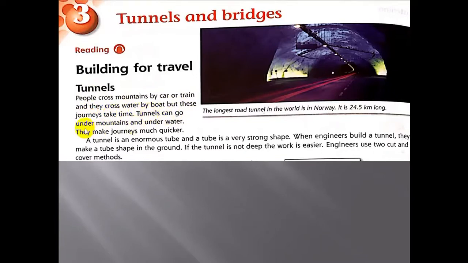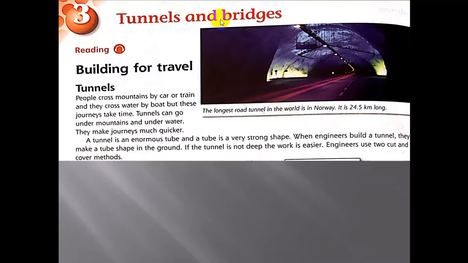Tunnels can go under mountains and under water. They make journeys much quicker. A tunnel is an enormous tube, and a tube is a very strong shape. When engineers build a tunnel, they make a tube shape in the ground. If the tunnel is not deep, the work is easier. Engineers use two cut and cover methods. So now I'm going to explain this paragraph, okay?